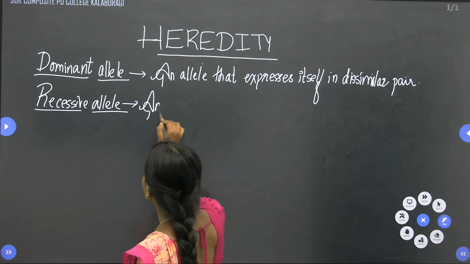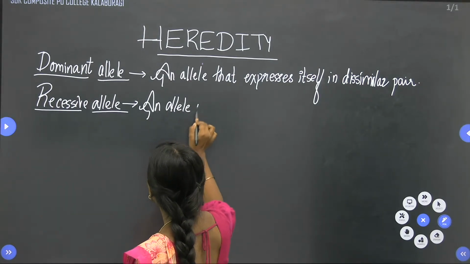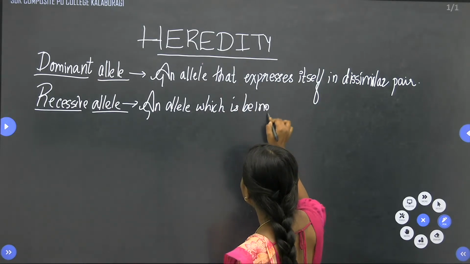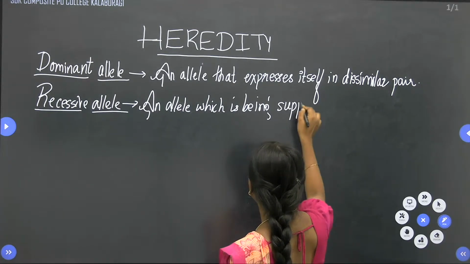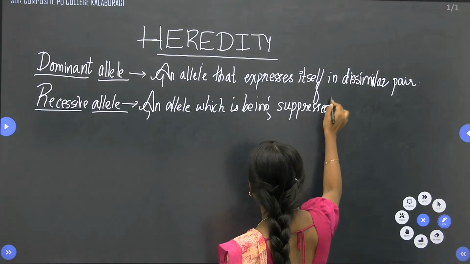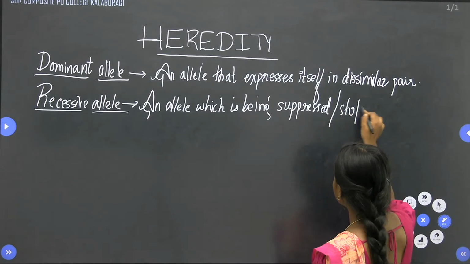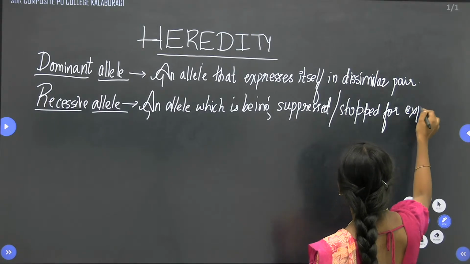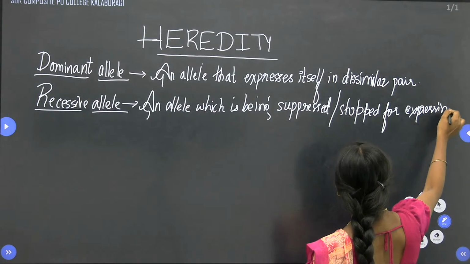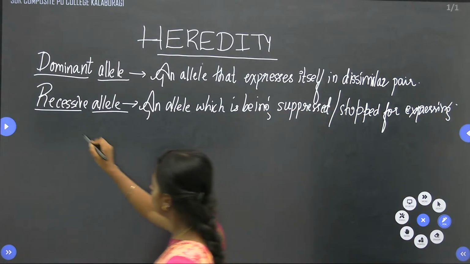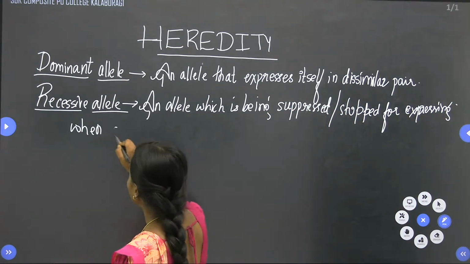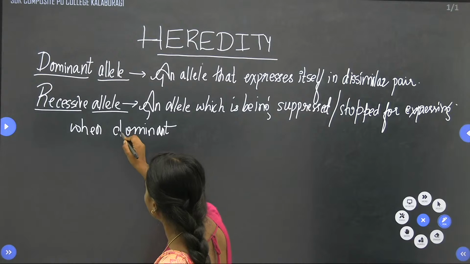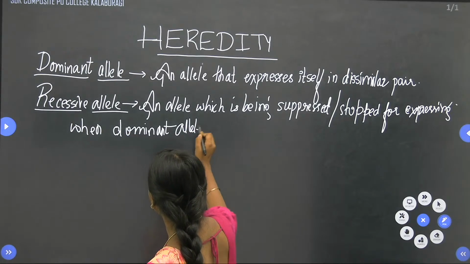An allele which is being suppressed or stopped from expressing when the dominant allele is present.